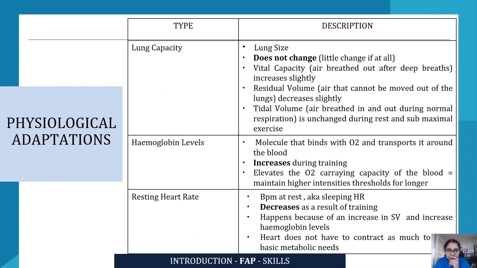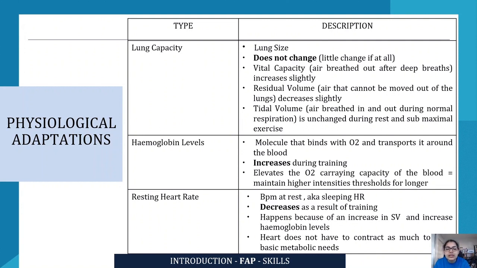And the residual volume, which is the air that cannot be moved out of the lung, that decreases slightly. So that means when you breathe out, there's still some air that's left in there that can't be moved out, but if you are training, that will decrease slightly. Tidal volume refers to the air which is breathed in and out during your normal respirations. When you're normally just breathing in and out, not doing any deep breaths or anything, that's your tidal volume. And the tidal volume is unchanged during rest and submaximal exercise. It kind of remains the same.